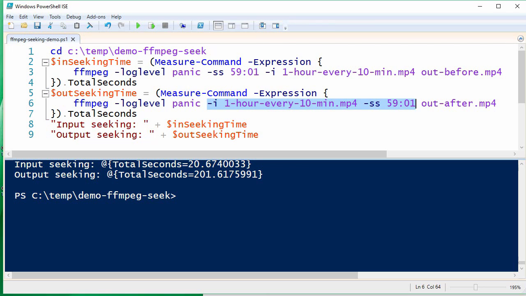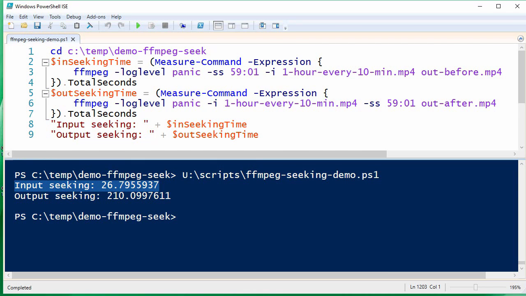Output seeking is much slower. With output seeking, -ss is specified after -i, the input. The relative position of -ss is the only difference between these two commands. The Measure-Command and the surrounding syntax is PowerShell to gather results. You can use any other timing mechanism.